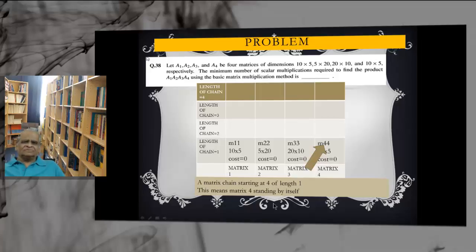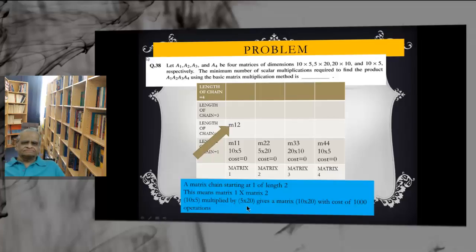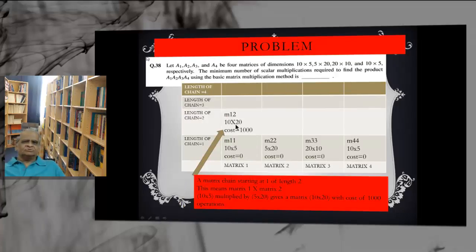We come to chains of length 2. A matrix chain starting at 1, ending at 2, of length 2. This means matrix 1 into matrix 2, 10 into 5 multiplied by 5 into 20. That will be how much? It gives 1000 operations required. So the matrix is 10 into 20 in size, and it's going to cost 1000 operations.